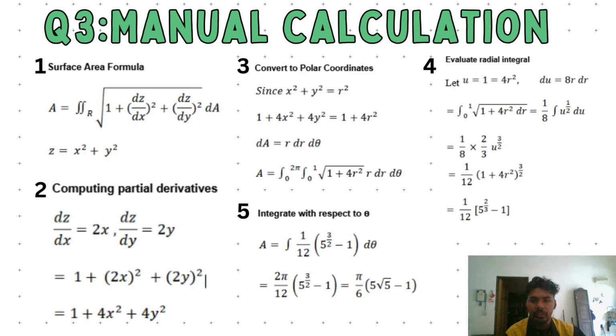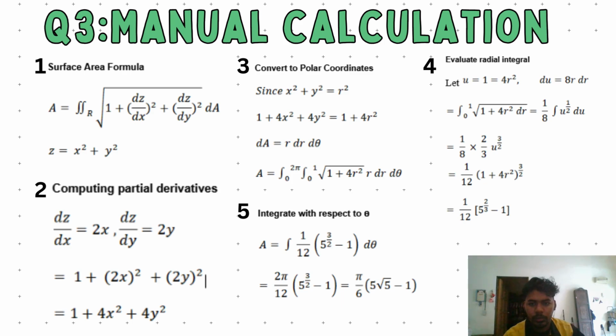CE240187, and I will present about manual calculation. So the first step is we write the surface area formula, which is the double integral of the square root of 1 plus (dz over dx) squared plus (dz over dy) squared dA. So we will assume z is equal to x squared plus y squared.